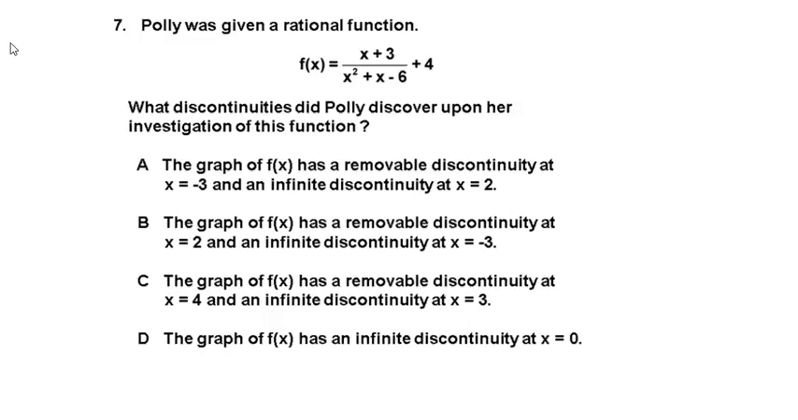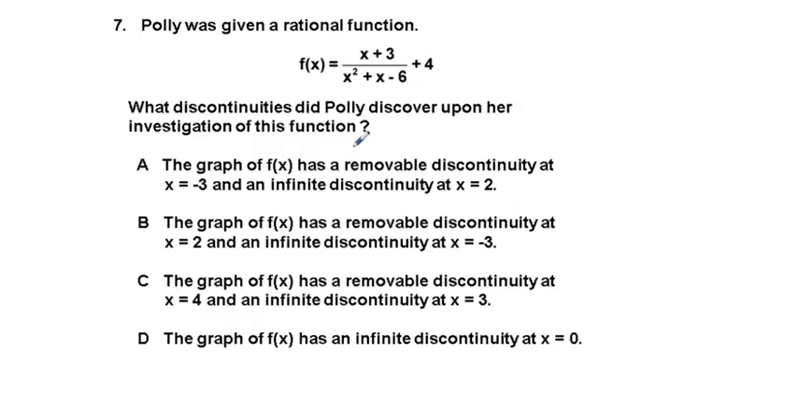This is the Precalculus Fall 2016 ACP preview. This is problem 7. It has to do with a discontinuity problem. In this case, Polly was given a rational function, f(x) equals (x plus 3) over (x squared plus x minus 6), plus 4. What discontinuities did Polly discover upon her investigation of this function?